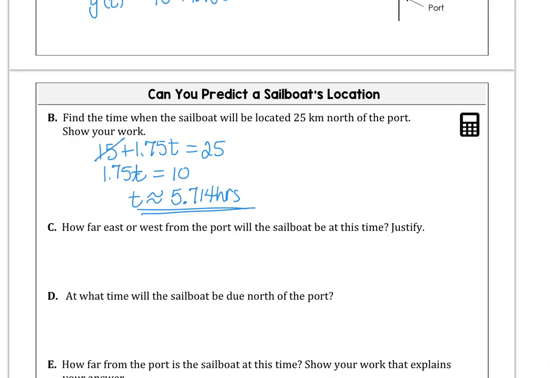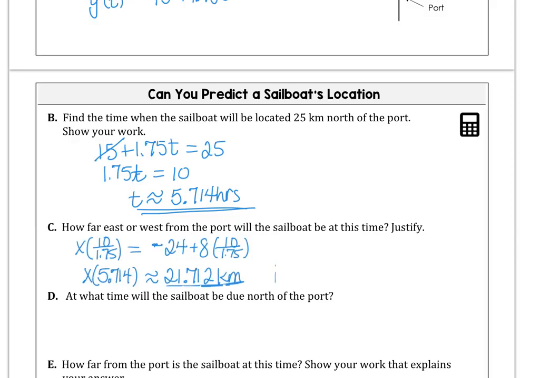How far east or west from the port will the sailboat be at this time? And we want to justify it. So figuring that out with x, t is 10 over 1 3/4. We have -24 plus 8 times 10 over 1 3/4. The x of that time, which was about 5.714, is 21.712 kilometers. That's east of the port because it's in a positive direction.